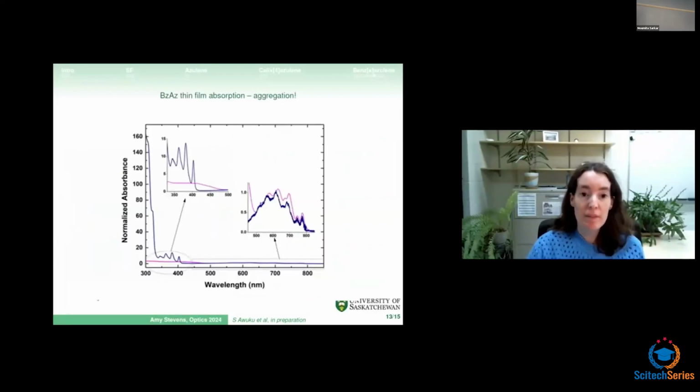That was in solution, but then we just took some preliminary measurements on benzazulene in thin films, and we see a very different spectrum. So the blue is for our solution spectrum, and the pink is our thin film spectrum. So you can see the S1 region doesn't change much, but the S2 region is really different. You have a smearing out of all your vibrational structure. You also have a redshift. So we hope that we might see some more interesting dynamics there.